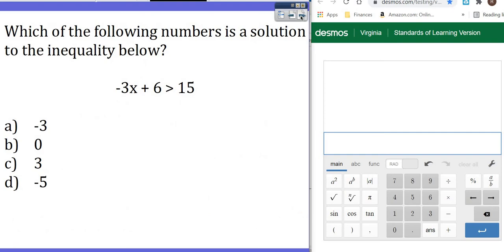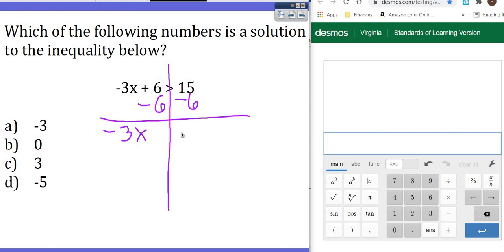Which of the following numbers is a solution to the inequality below? These can get really tricky because you have to remember these are not equations. This says greater than. It does not say equal to, so we're going to have to be very careful. So negative 3x plus 6 greater than 15. Cover that negative 3x with your thumb. All you've got is a plus 6 there, so let's get rid of that. If there's a plus 6, we have to subtract 6 on each side. Bring down the negative 3x greater than 15 minus 6 is 9.